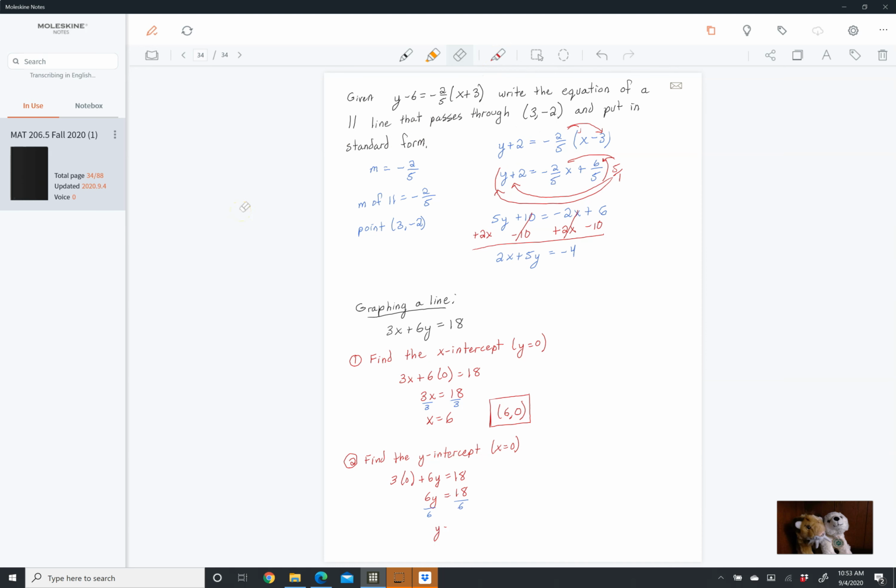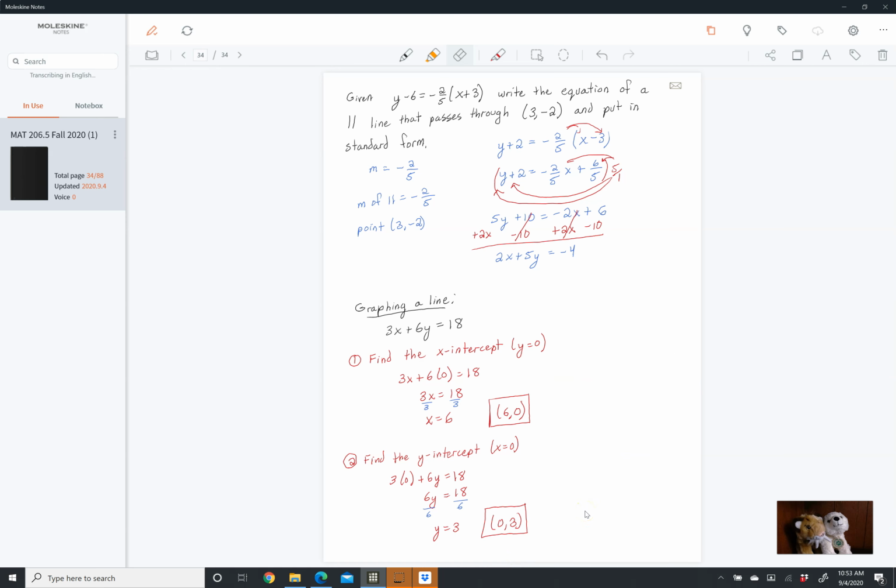And again, this is not your whole point. Your whole point is (0, 3). And the reason I mention this is because too many people write this as 1 point. They say, oh, we have the point (6, 3). (6, 3) is not necessarily on this line. We have (6, 0) and (0, 3). Okay? Gives us 2 points.